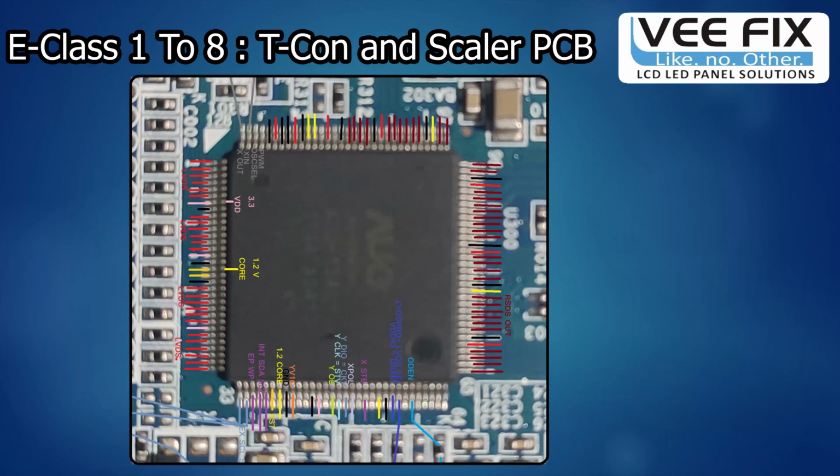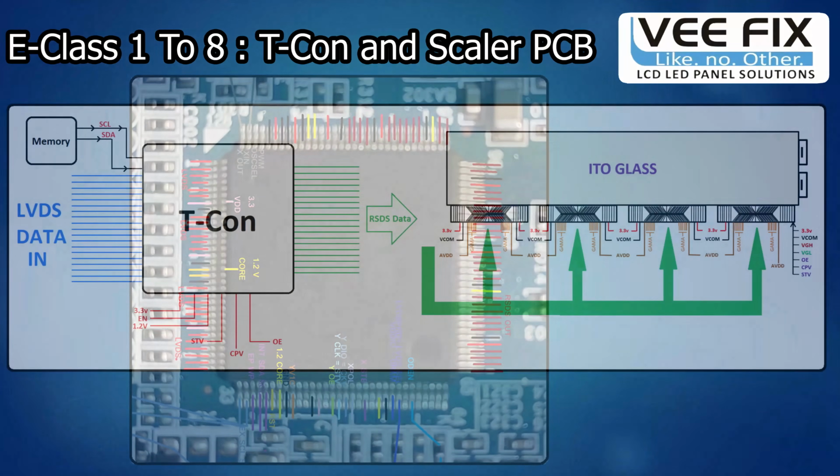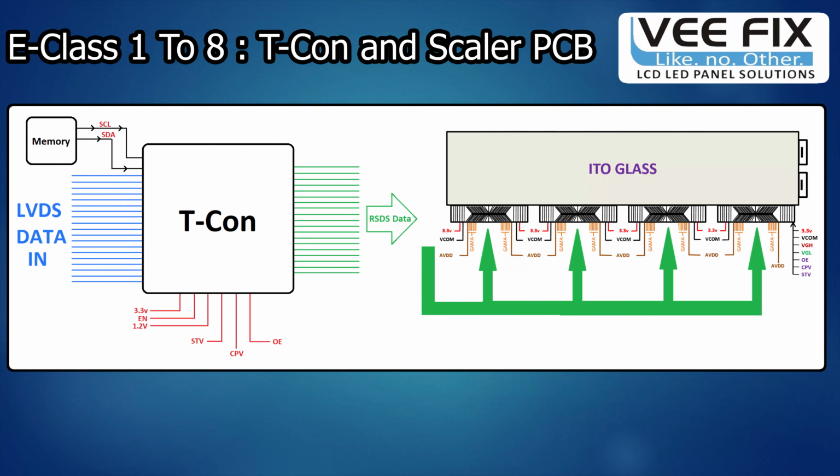In this T-Con controller IC, the basic function is LVDS data to RSDS data, and this RSDS data is supplied to the source COF or XCOF, and that goes inside the panel glass as a triggering signal to the sub-pixel lines of red, green and blue inside the panel glass.